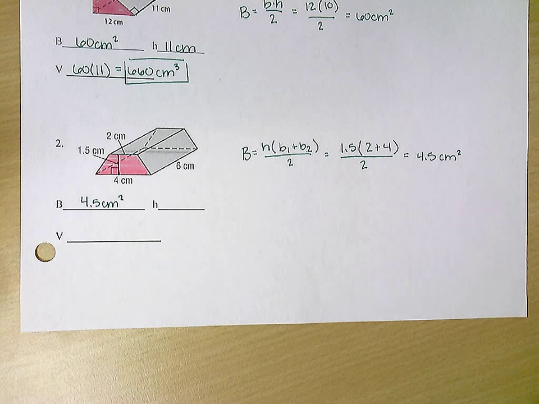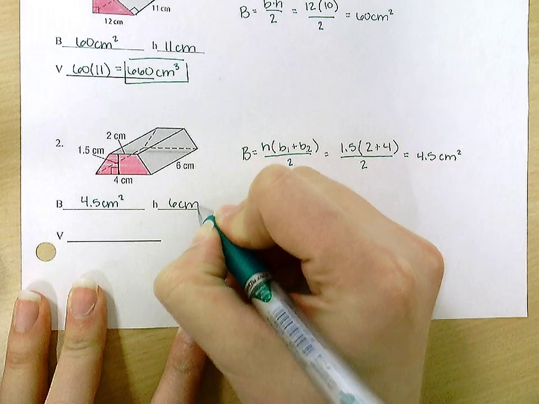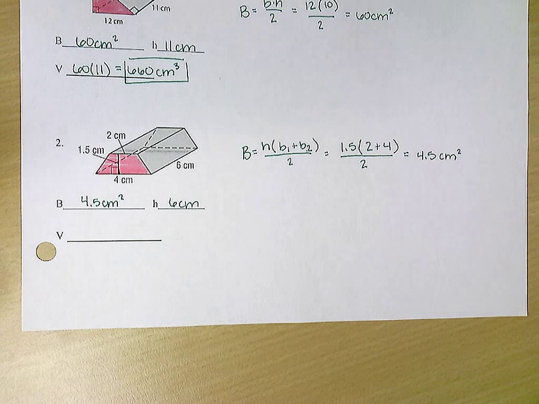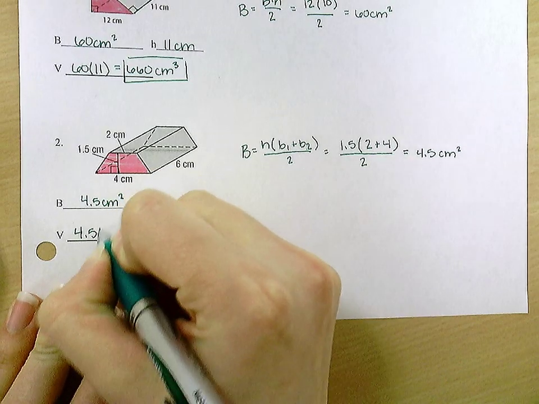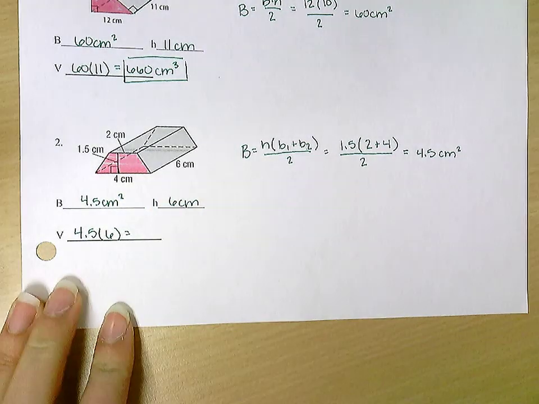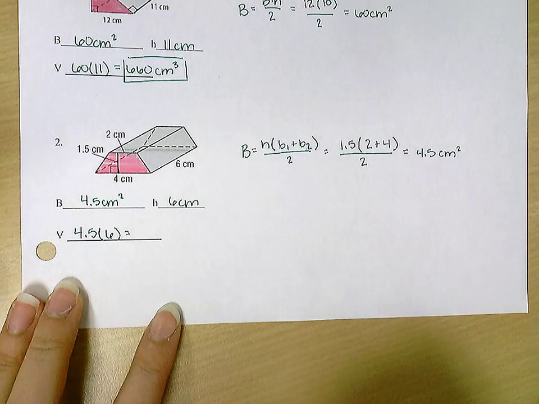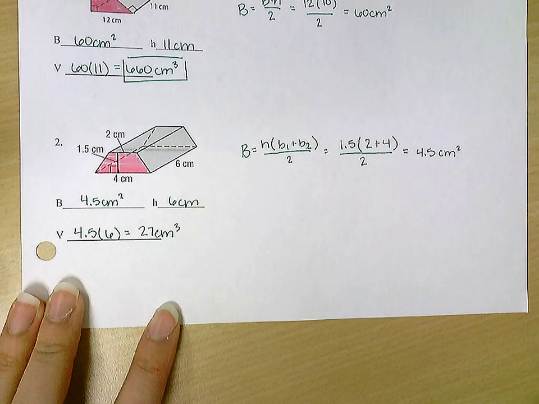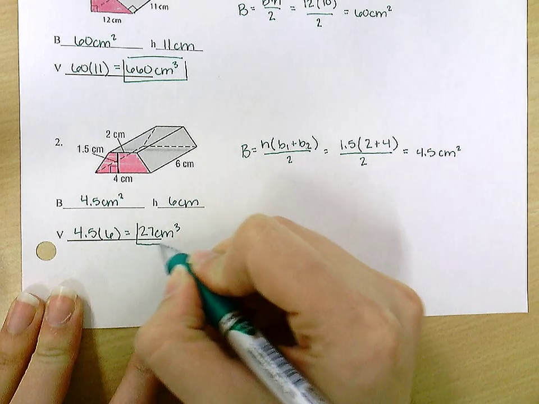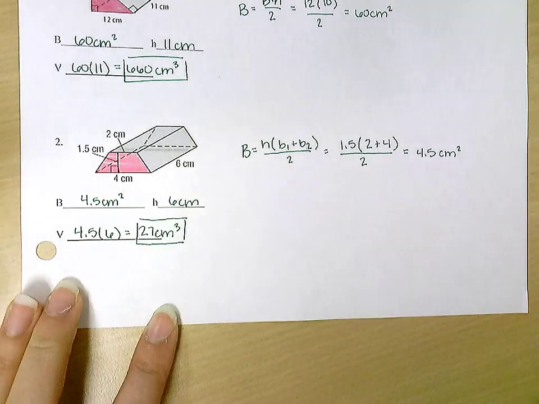Next I need the height. That's the distance between your two bases of the prism. What's that distance? It is 6 centimeters. Now that I have both the area of the base and the height of the prism, to find the volume, I just need to multiply the two together, to get 27 centimeters cubed.